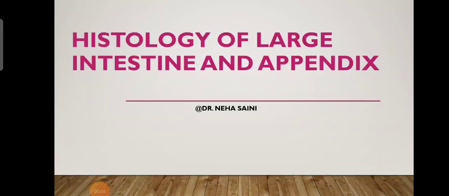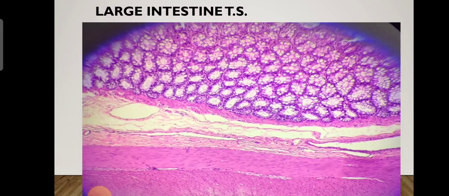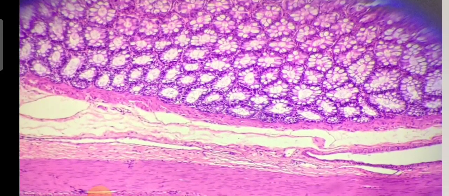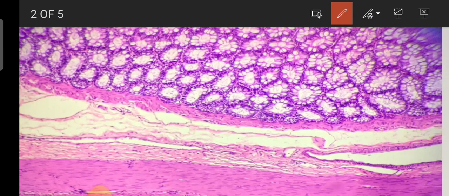In this video, we will see the histology of large intestine and appendix. Now this is the transverse section of large intestine seen under microscope, and here we can see the mucosa. So this is the mucosa which is lined with simple columnar epithelial cells. The vacant spaces are shown over here.